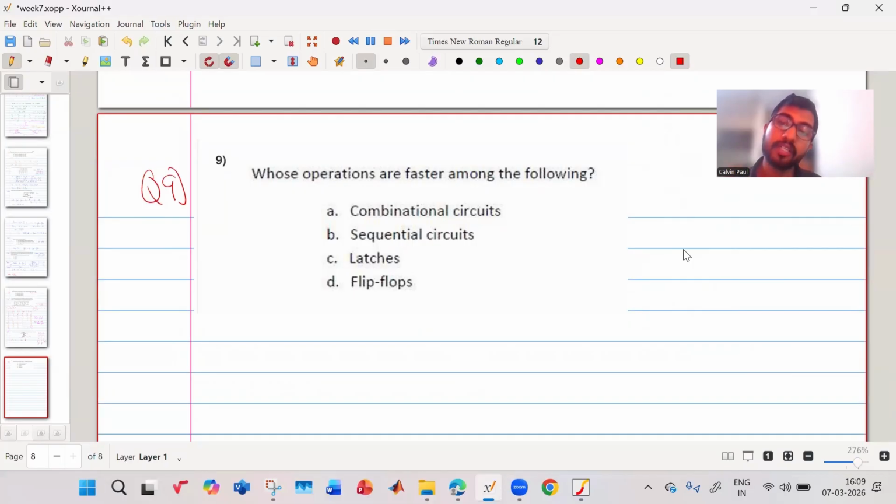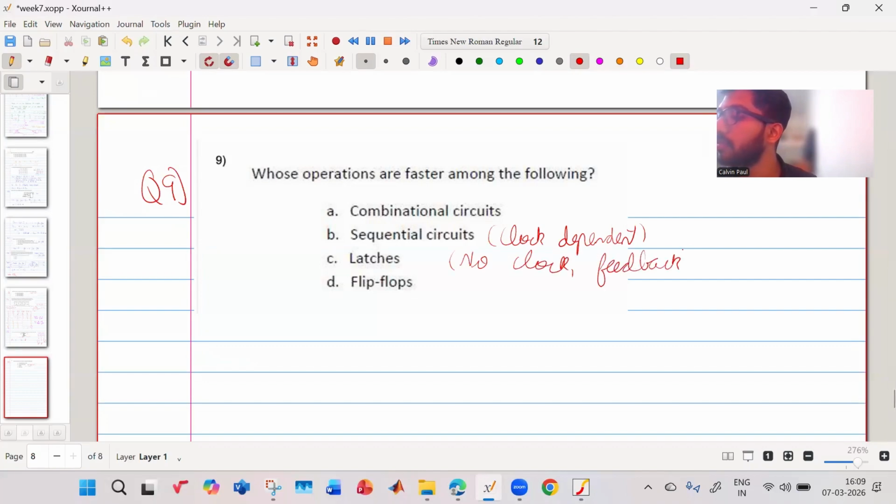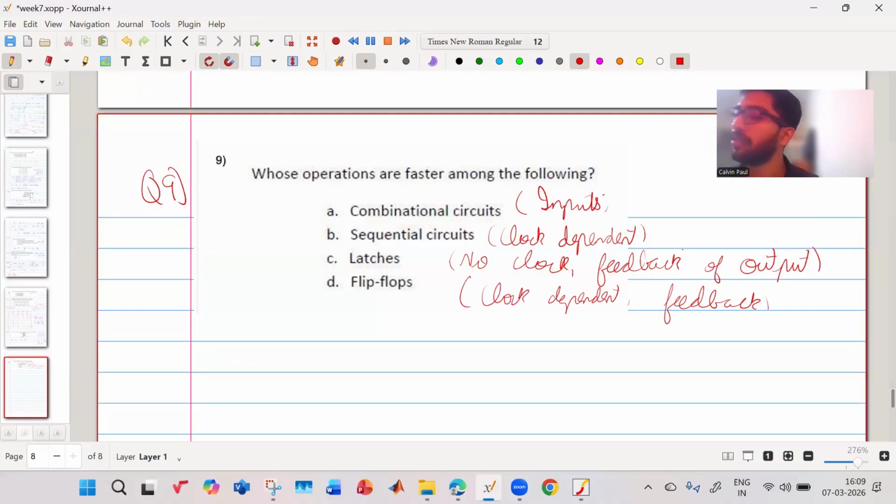But in sequential circuits, you have a clock. It is clock dependent, right? In latches, though it doesn't have a clock, still it requires feedback of output, right? You are giving inputs, but in addition, you have feedback of outputs. And flip-flops, it is what? It is clock dependent, as well as it has feedback, everything. But in combinational circuits, you're just applying inputs. So basically, how much delay the gates have, that is only what is limiting your combinational circuit. So among all these four, the fastest would be your combinational circuits.